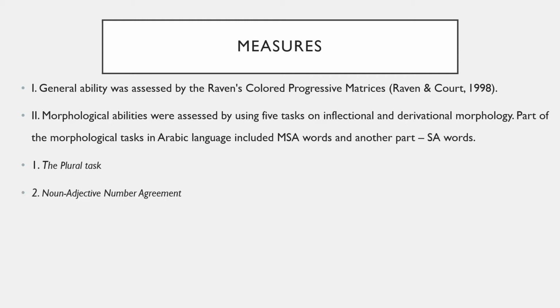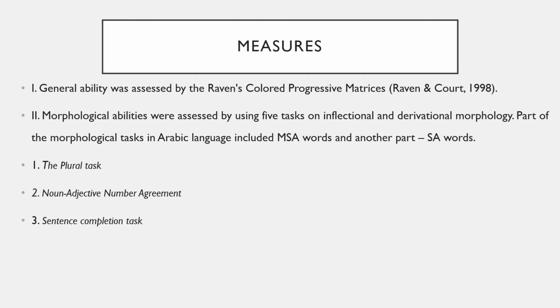The second task is a noun-adjective number agreement, and this task consists of 32 pictures, half representing singular nouns and the other half representing plural nouns. This task included identical items in both languages. So, for example, the child was given the sentence, there is a big toy, there are many toys, and they need to give the plural adjective. The task reliability was Cronbach's alpha equal to 0.79.